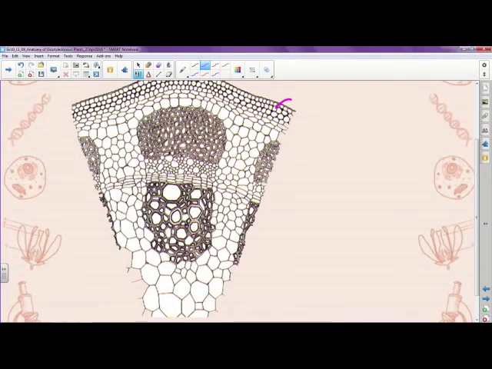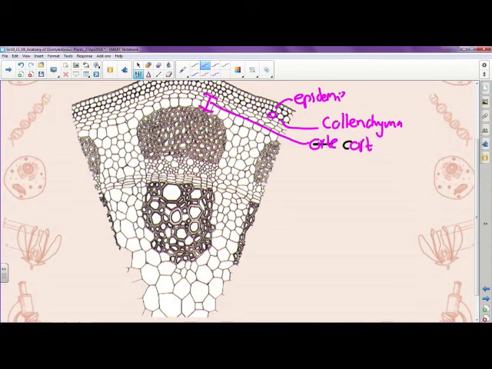What is the outer layer always called? My epidermis. Right, now look here, guys. Look at the nice thickening around there. Because what do we need the stem to do? We need support. So we've got a layer of collenchyma. Okay, then we've got this layer of parenchyma, which we call cortex. Let me spell that for you properly, sorry, cortex.